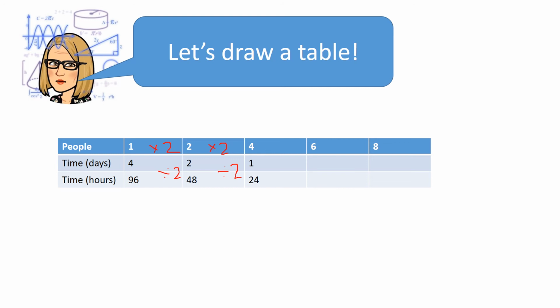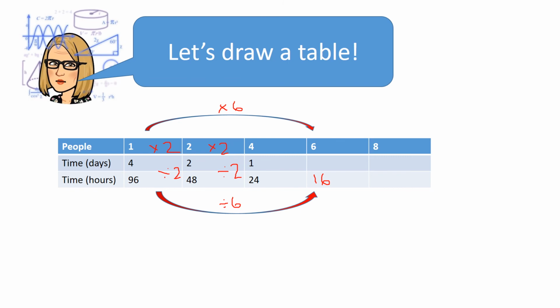Now, what about this time? I'm not doubling it, but I've got 6 people painting. Well, I'm going to go back to looking at how long it takes one person. So from one person, I'm multiplying that by 6. If I've got 6 people painting, the amount of time is going to be divided by 6. And 96 divided by 6 is 16. And this is why I've got the time in hours as well, because it's easier to do 96 divided by 6 than it is to do 4 days divided by 6.